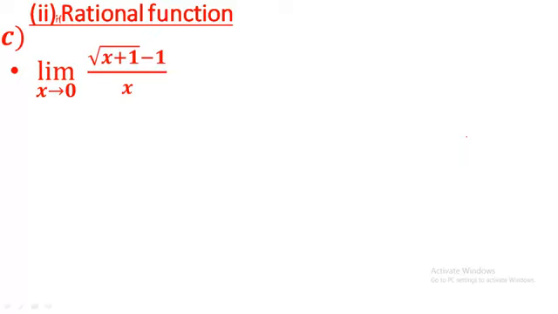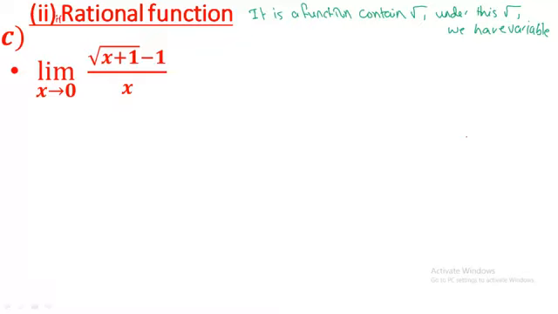Now I will give you a simple example on irrational function. First, what do we mean by irrational function? Yes, it is a function that contains what? That contains radical. And under this radical, what do we have? We have a variable. So we call it an irrational function. How do we find this limit?